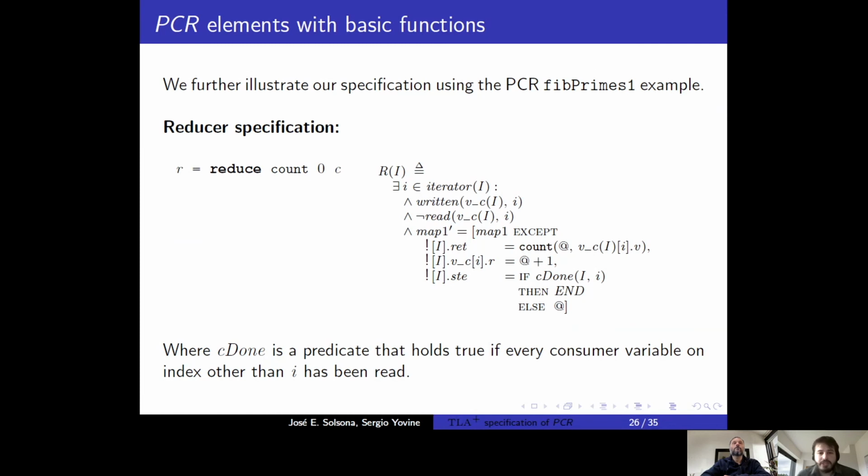For the reducer specification, we have an R action. It nondeterministically chooses an A from the iterator, for which BC has been written and has not been read, and it updates the current context accordingly. It sets the read component to the value computed by the basic function count, increments the read count on the variable BC, and updates the state component according to predicate cdone. The cdone predicate holds true if every consumer variable on index other than A has been read.